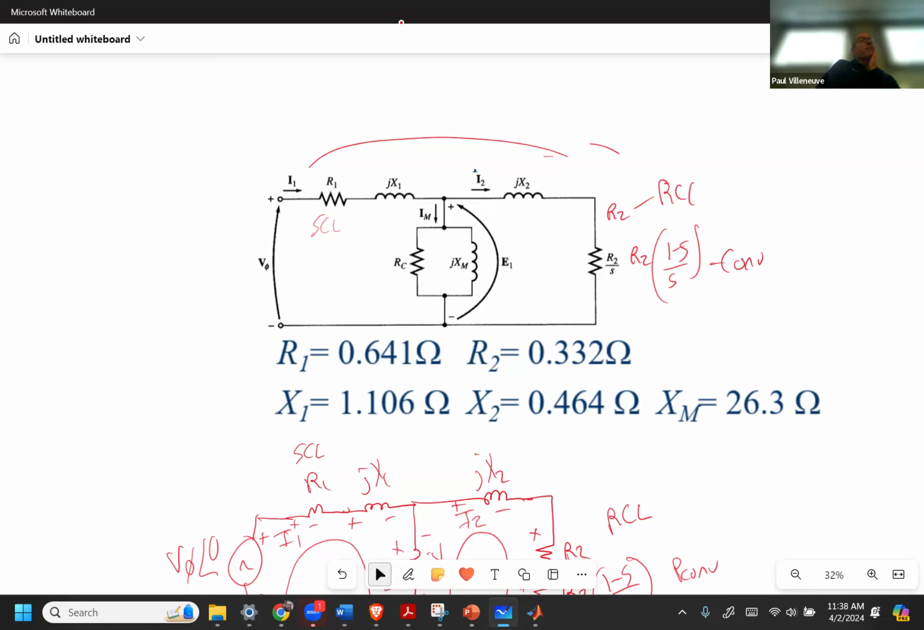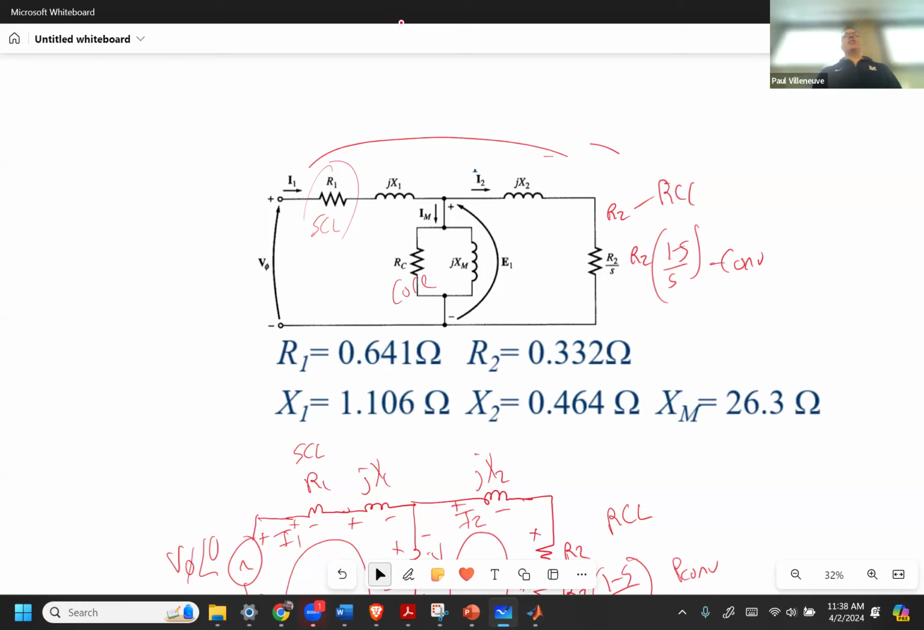Yes, sir. So actually the copper losses, the R1 and X1, right? Say that again. The stator copper losses. Stator copper losses are just R1. It's not X1, because why does X1 have the losses? And then the RC, what is the RC? Core losses.